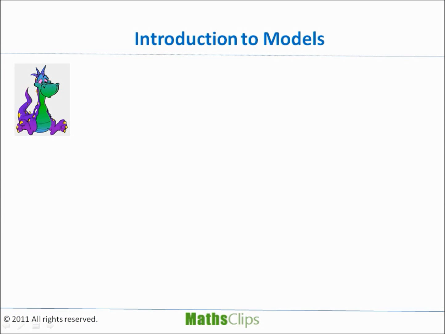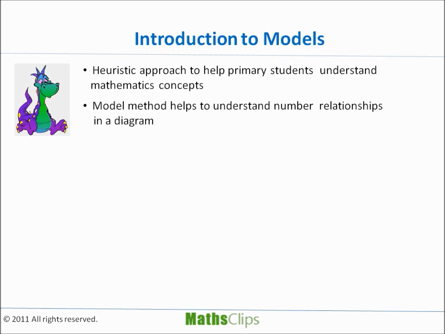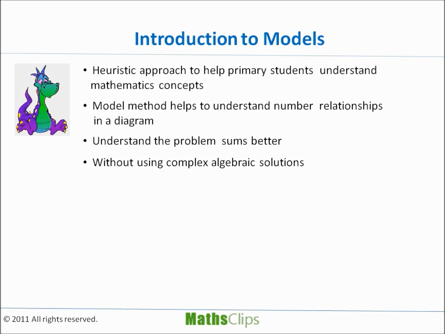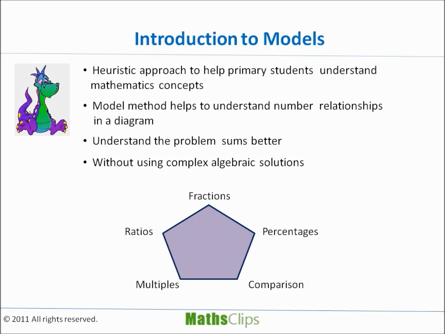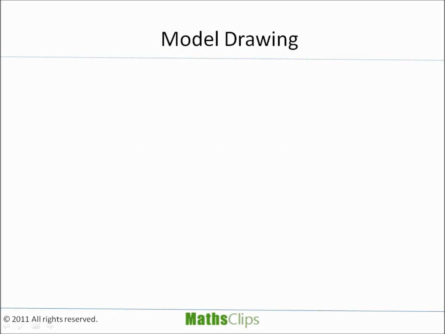Introduction to models. Maths problem sums is a heuristic approach to help primary students understand maths concepts. With the model method, it helps to understand number relationships in a diagram. Once you understand the number relationships, then you can understand the problem sums better, and you can solve it without using complex algebraic solutions. Problem sums can be in the form of fractions, percentages, comparison, multiples, and ratios. Now we go to model drawing.